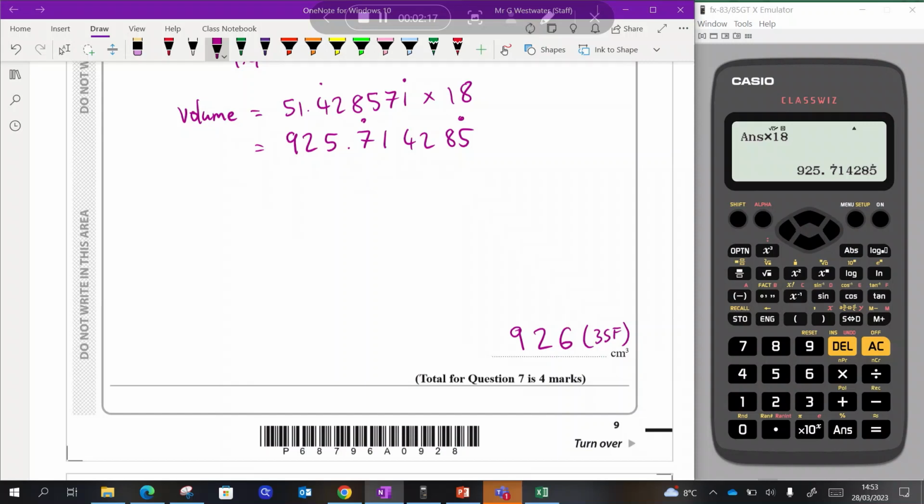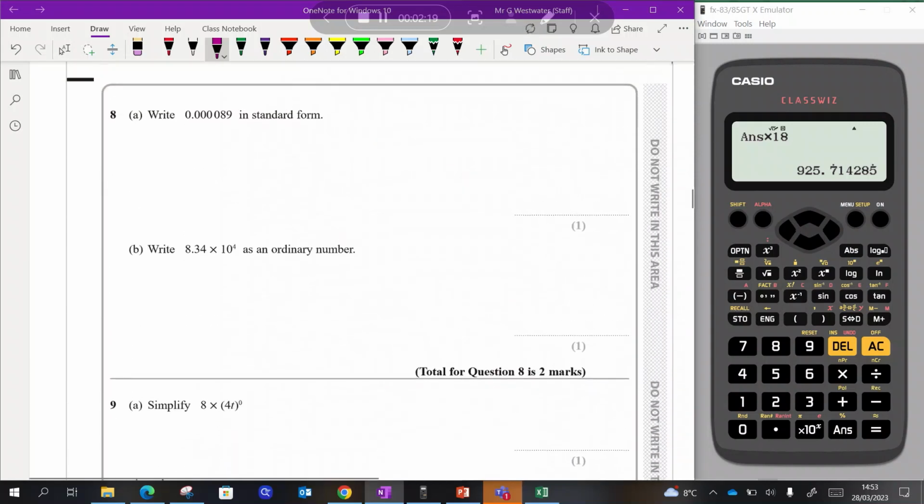Okay, on to question 8. Write 0.00089 in standard form. So a number between 1 and 10, 8.9. And how many places has that decimal moved? 1, 2, 3, 4, 5. So we'll times 10 to the power of 5, but it won't be positive 5 because this is a smaller number. It has to be minus 5.